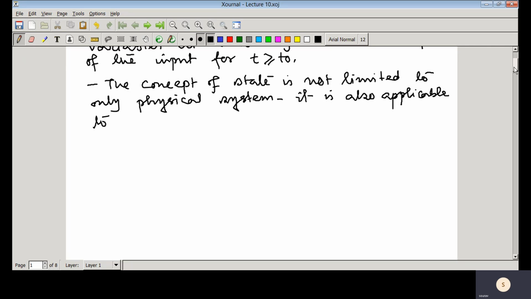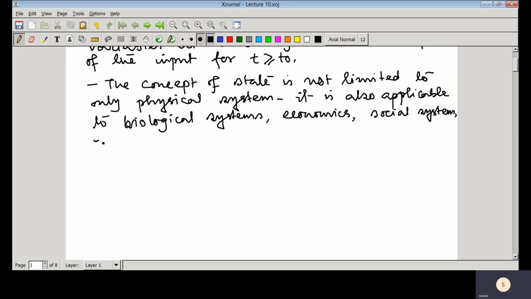It is also applicable to biological systems, economics, social systems, etc. So you may think that state variables should always be physical quantities. It is not. That means the state variables need not be physically measurable or observable quantities.